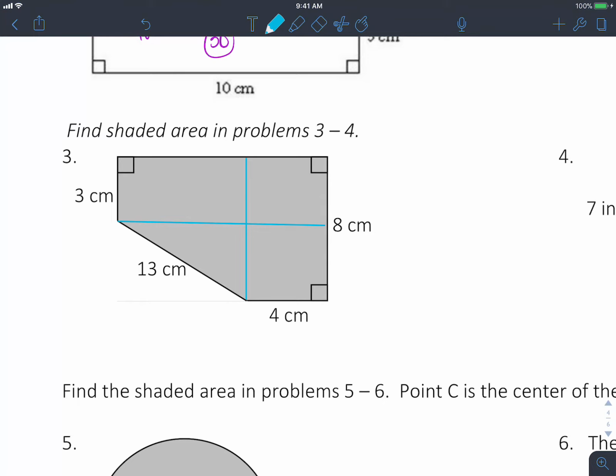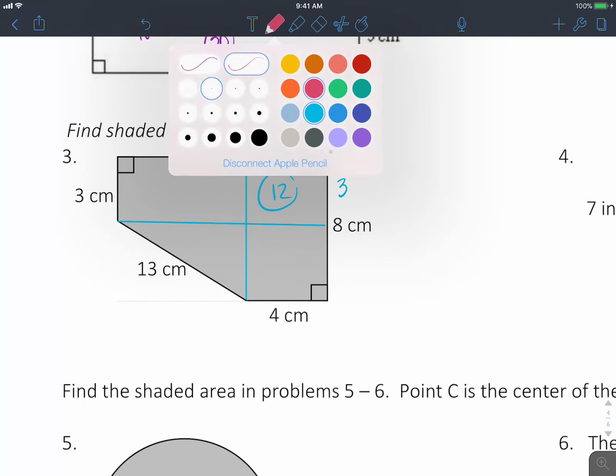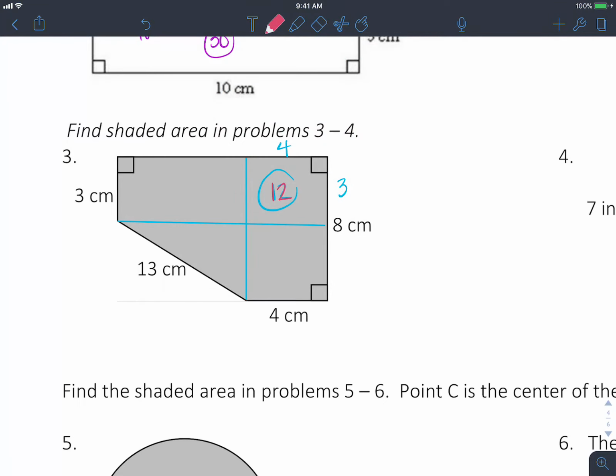I'm just going to transfer some of these numbers. So that one has a width of 4. This part has a height of 3. So this one is going to have an area of 12. It's kind of hard to see. 12. Then this bottom one, if the total height is 8 and that part is 3, then we have 5 right here. So 4 times 5 is going to give us 20.